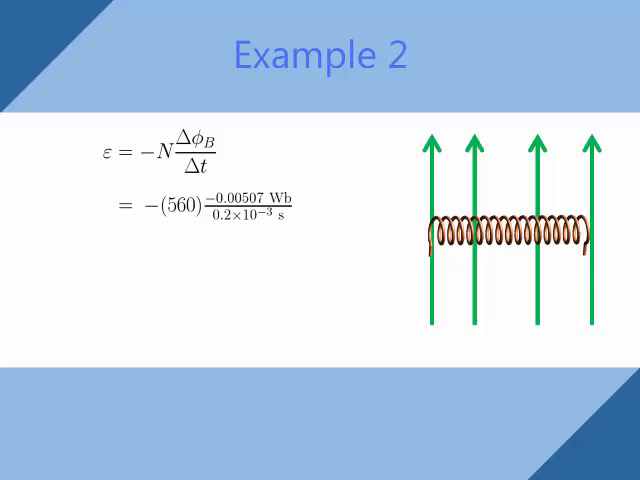Now, we can plug our numbers into Faraday's law, as we have 560 turns in the coil, negative 0.00507 Webers as the change in flux, and 0.2 milliseconds as the change in time. So, the total EMF induced in the coil is 1.4 times 10 to the 4th volts.